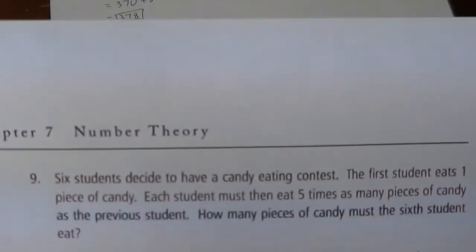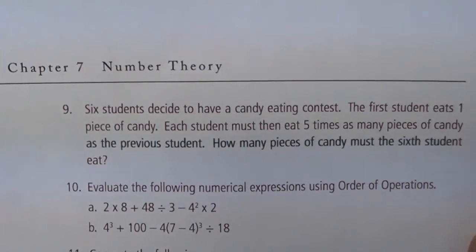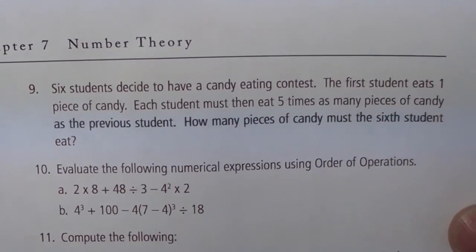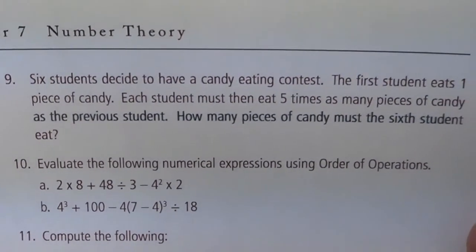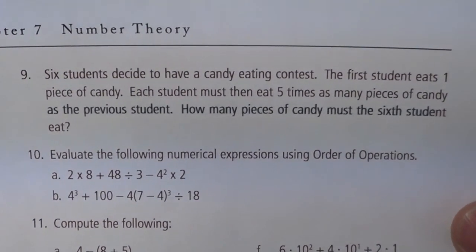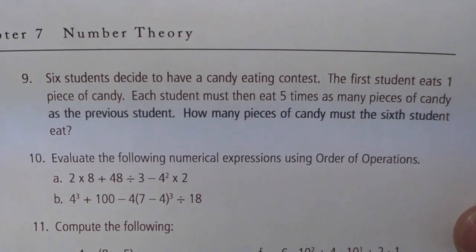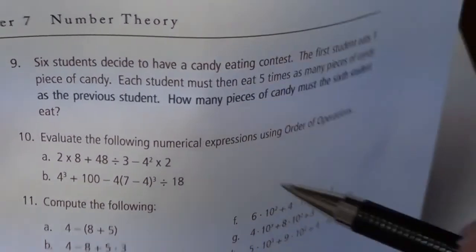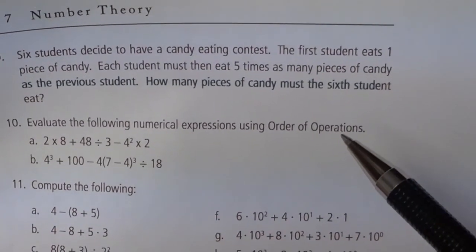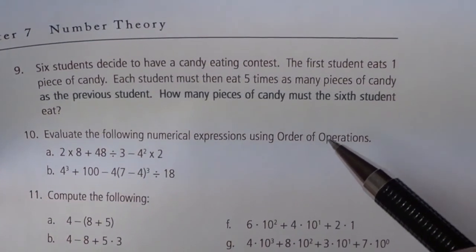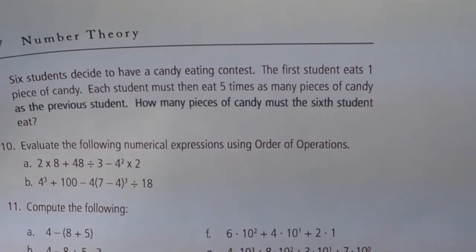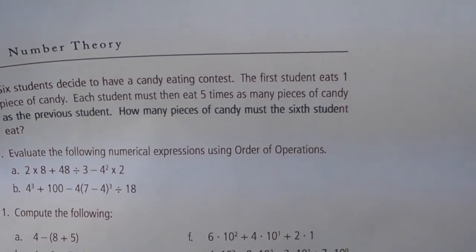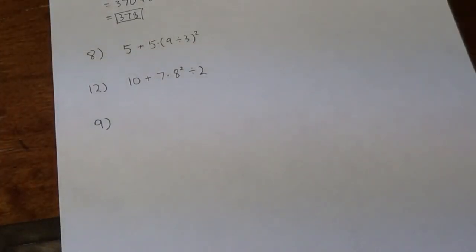Now number 9. This is a similar problem to number 5, but it's also a little bit different. I'll give you a second to read the question, pause the video if you need more time. It is saying that there are 6 students and they're eating candy. The first student eats 1, and each student after that must eat 5 times as many as the person before them. So you can see that it's going to increase exponentially because whatever the previous amount is, it's going to be multiplied by 5 each time.